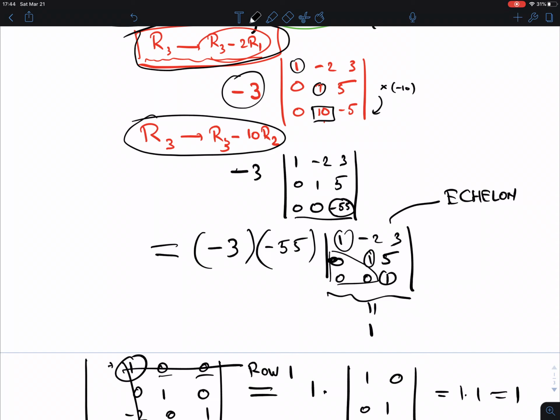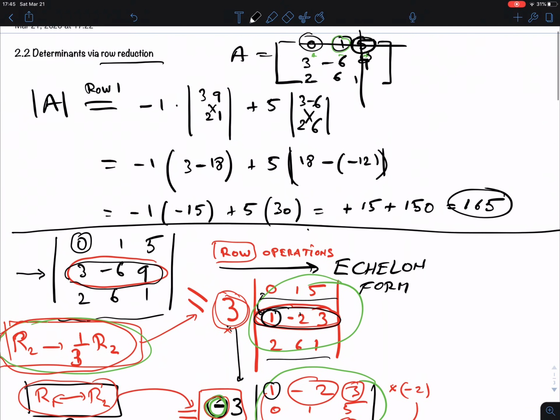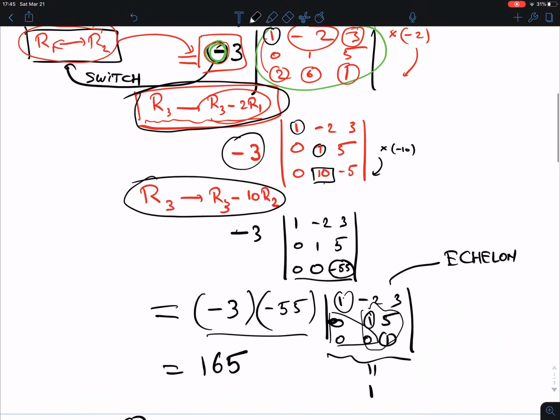Again, why was this? This was because if you start expanding this row, then you're left with this determinant, and so on and so on. So we get 1, and you see that the answer is this times that, which is, no surprise, 165. That's what we had here too, right?